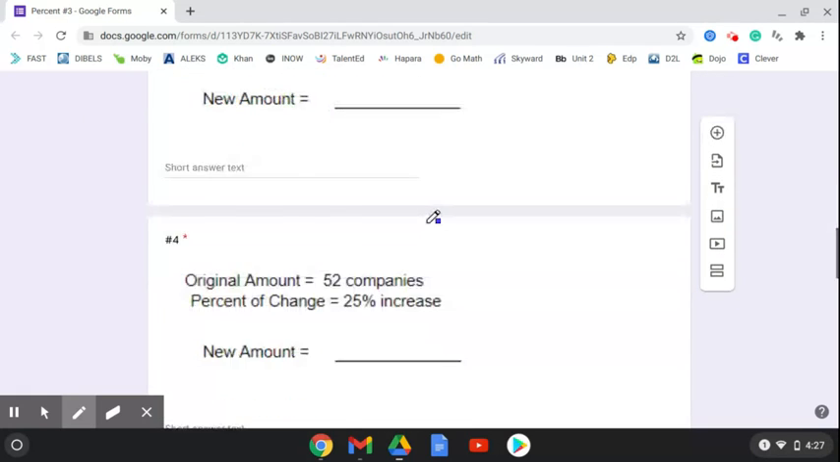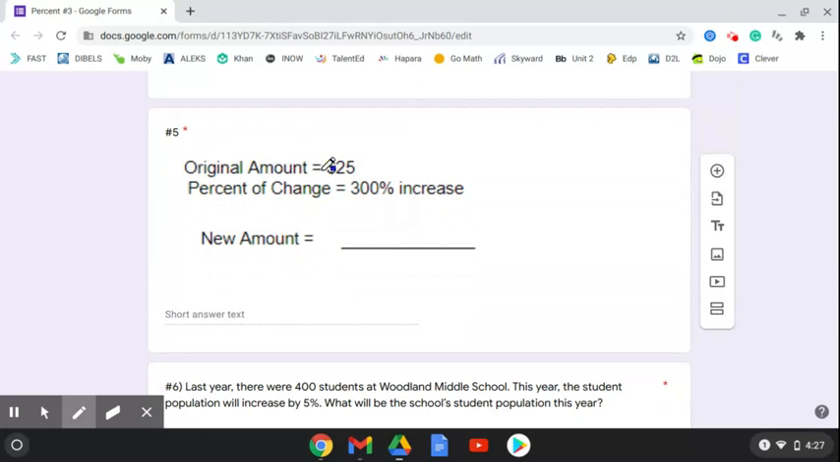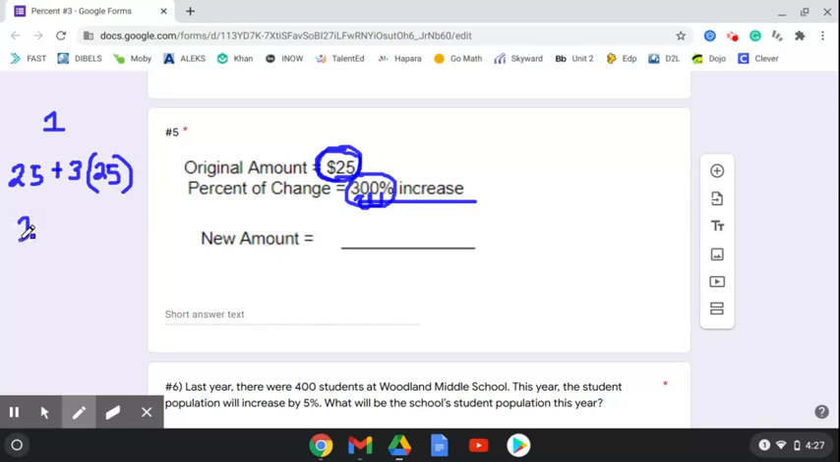You try number 3 and 4, and let's go to number 5 here. The original amount is $25. Okay, so let's do way number 1. I can start with the original amount, 25, and my percent of change is a 300% increase. And so I'm going to add on to this amount, right? Because I'm increasing it by 300%. Well, what is 300% as a decimal? I would move my decimal 2 places to the left, and that would become 3.0, or just 3. Okay, I'm taking 300% of the original amount. So 3 or 3.0 times 25, of course, that would be 75, right?